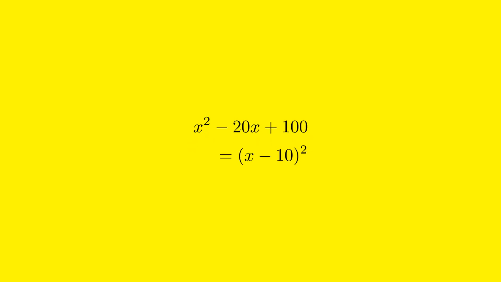To solve the expression x squared minus 20x plus 100, we begin by examining the given quadratic expression. Notice that this is an example of a perfect square trinomial.